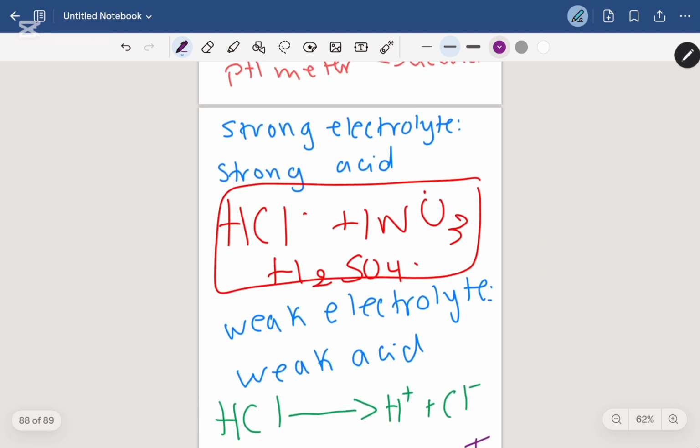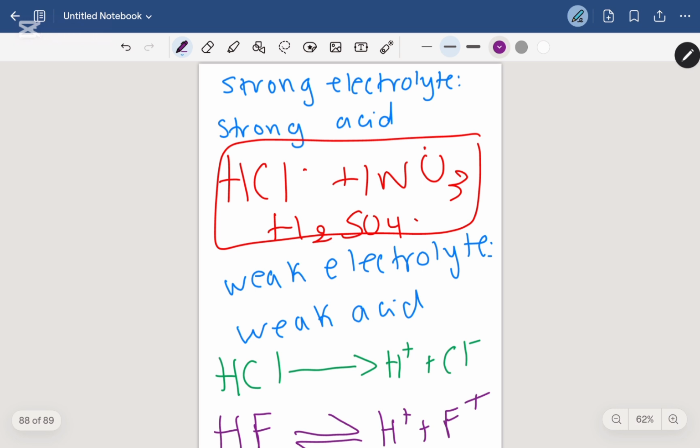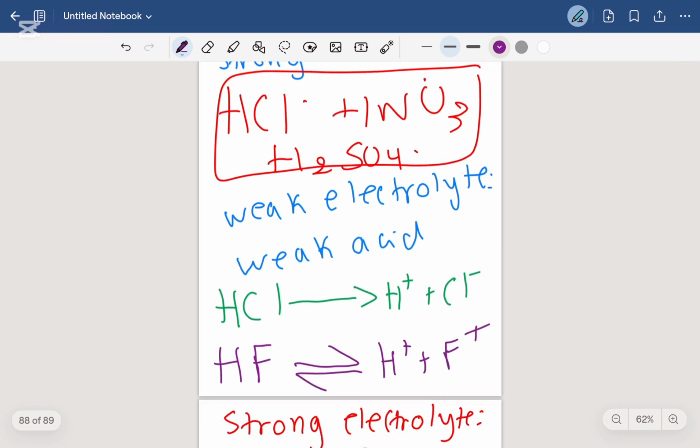So when they're telling you strong acid, that means you draw one arrow. It fully ionizes, it fully breaks into ions. If they tell you a weak acid, you put the equilibrium sign, meaning it is a reversible reaction, meaning it does not fully ionize, it partially ionizes.